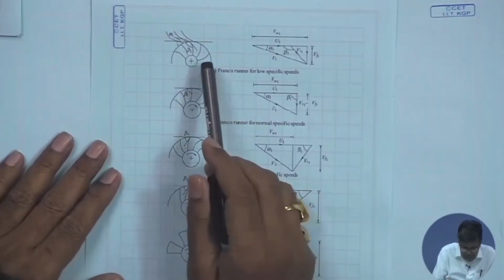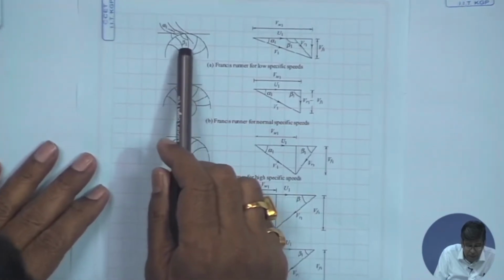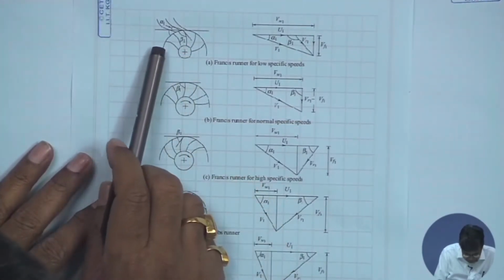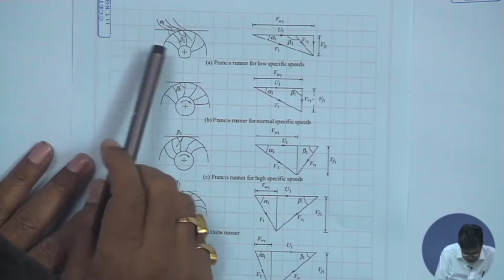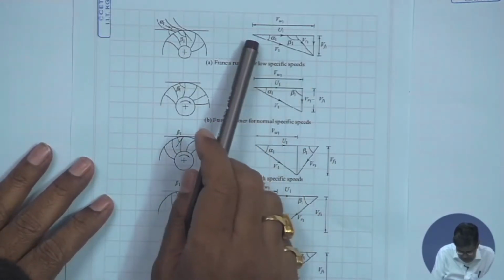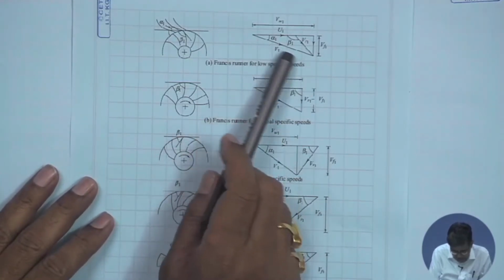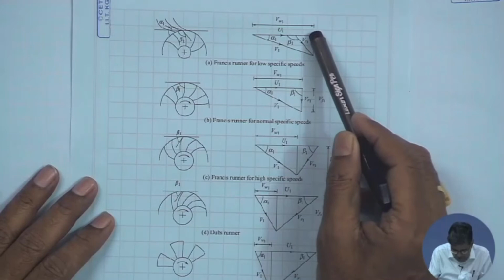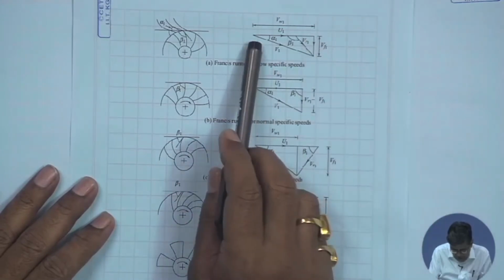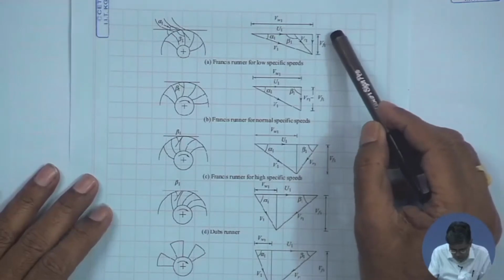Now, here you see this is a purely Francis turbine, a radial flow turbine. Here the blades are like this, which is at the inlet, the diagram which we already recognized, that this is the inlet flow velocity or inlet absolute velocity. This is the component normal to the tangential direction, and that is known as the flow velocity Vf1.